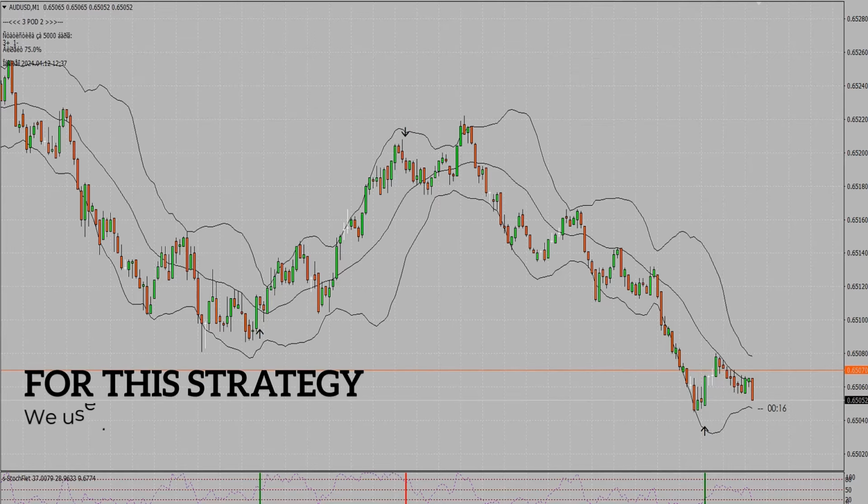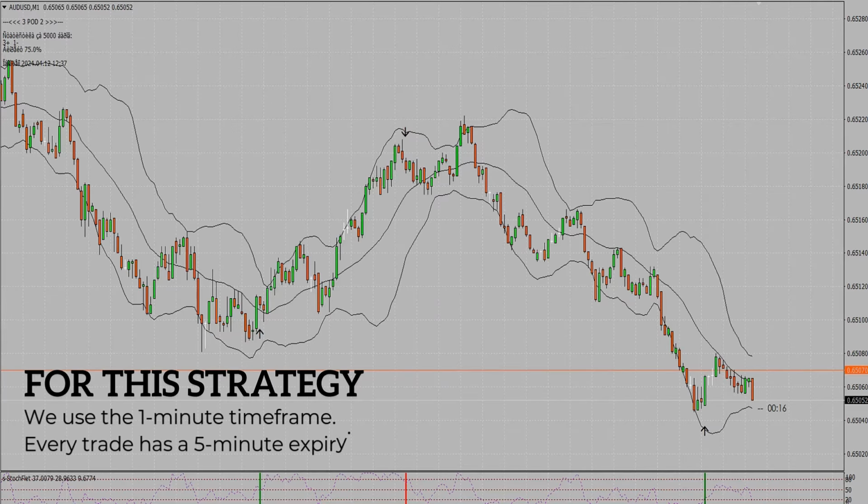For this strategy, we use the 1-minute time frame. Every trade has a 5-minute expiry. This combination gives us fast entries while reducing false signals.